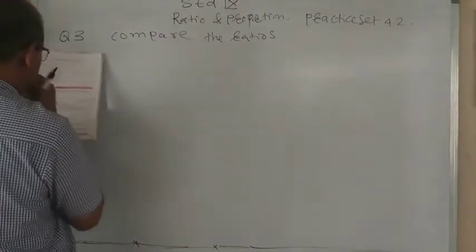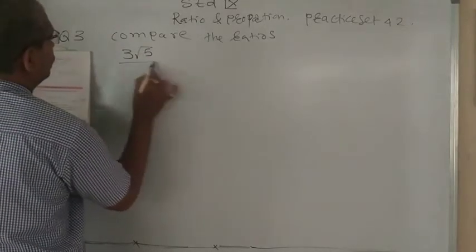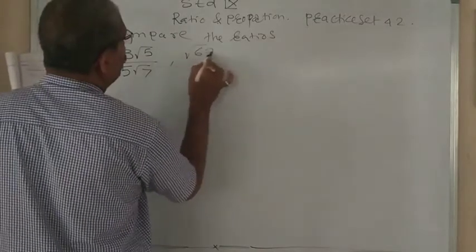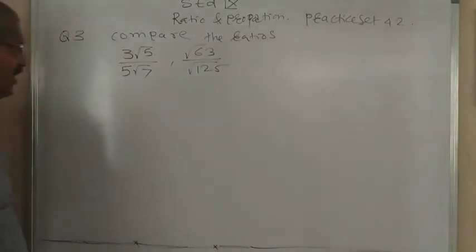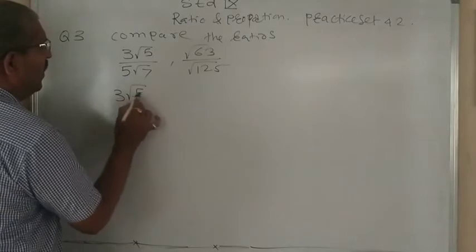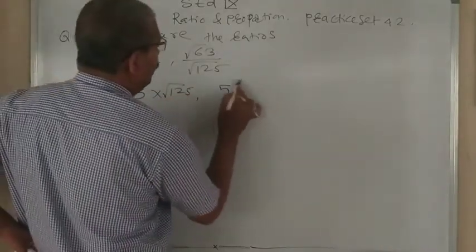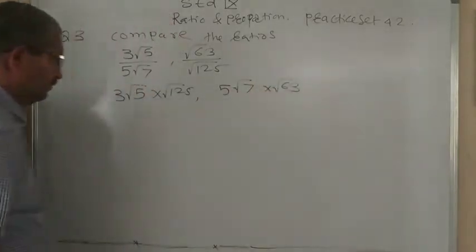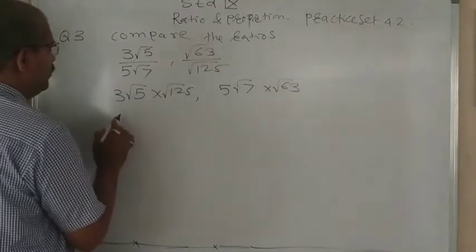Second question: 3 upon root 5, 5 upon root 7, root 63 and 125. Okay. Then 3 root 5 into 125, 5 root 7 into root 63. Now what to do? Simple. You should do multiplication first.